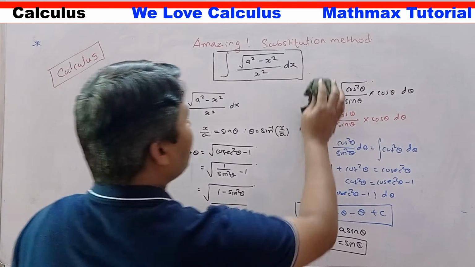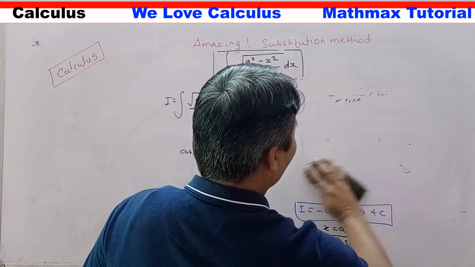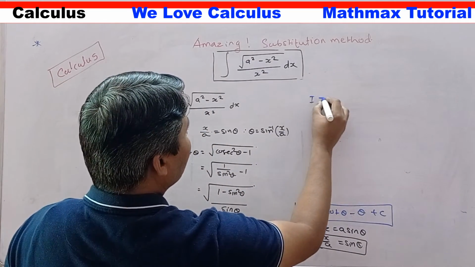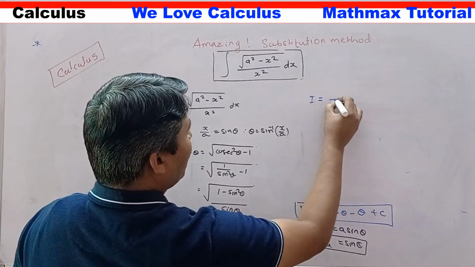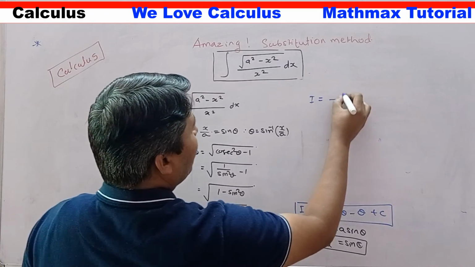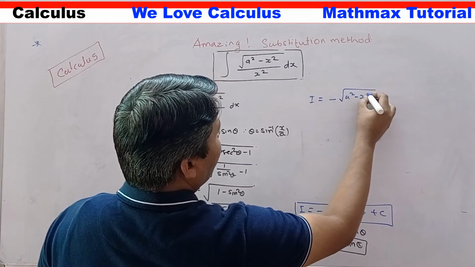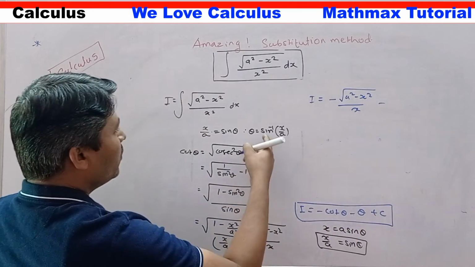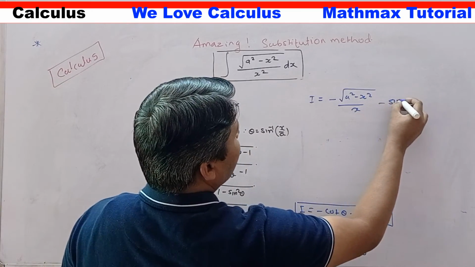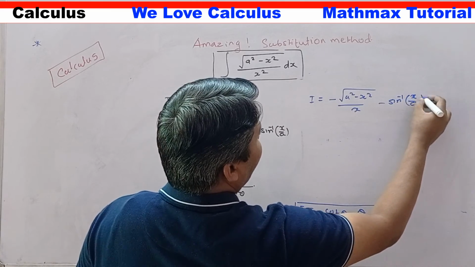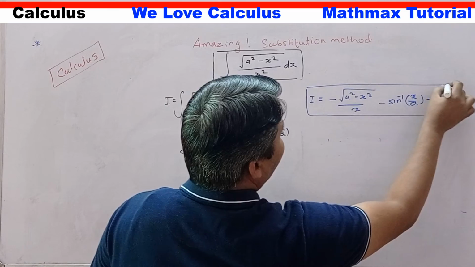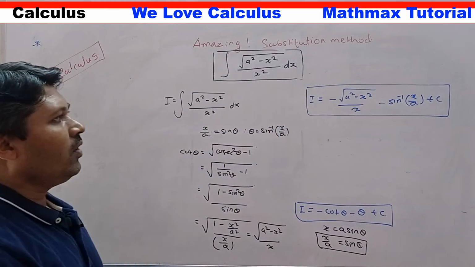Then we get the final solution. My final solution we can write as I is equal to minus cot theta, which is the square root of a squared minus x squared divided by x, and minus theta, which is sin inverse x by a, plus c, the constant of integration. And this is my final amazing solution.